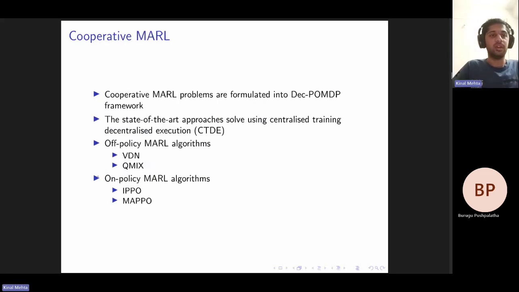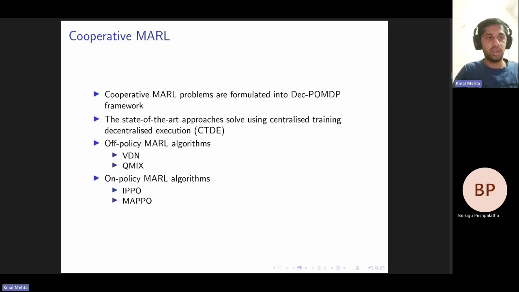Problems in cooperative MARL are usually formulated using Dec-POMDPs, that is decentralized partially observable MDPs. The state-of-the-art approach used to solve cooperative MARL environments is known as centralized training, decentralized execution. There can be multiple ways in which we can train all these agents. One of the simplest ways, which comes to mind first, is that we train each and every agent individually, assuming that it is the only agent interacting with the environment, and we totally discard the presence of other agents. That is the simplest approach.